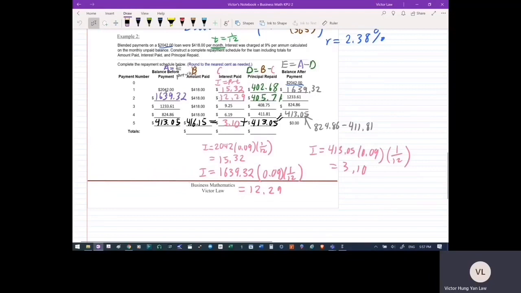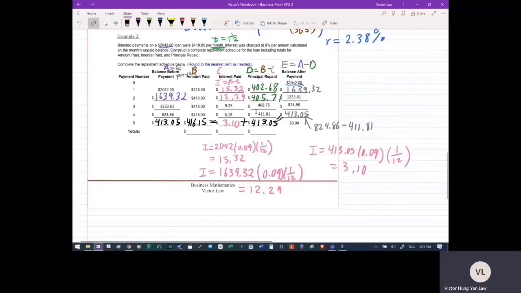We take the $1,639 at the beginning of the period, times 9%, and then times 1 over 12 to get 12.29. So that's the interest paid for the second period. Once we have that, we take 418 minus 12.29, and that gives you the principal we paid for period 2, which is 405.71. Then you take what you owe at the beginning of period 2, 1639, minus the 405, and that gives you 1233.61. So that's the ending balance for period 2.